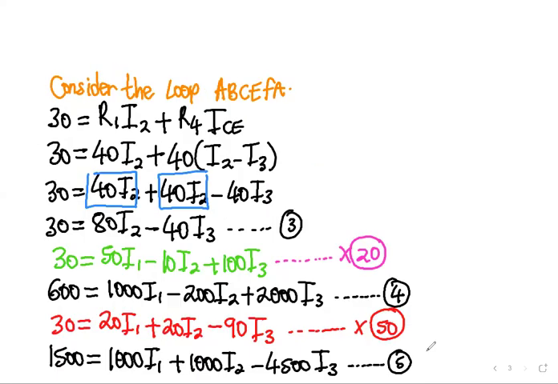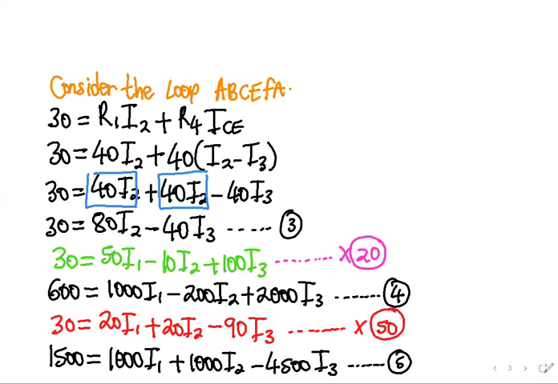Here you saw that, remember, we were getting loops. Now we are busy with getting our equations, right? And then after that, remember on the previous step, we got 1500 is equal to 1000 I1 plus 1000 I2 minus 4500 I3. Now here, it's a matter of subtracting equation 5 minus equation number 4. So if you want to say equation number 5 minus equation number 4, you can basically write it if you want.